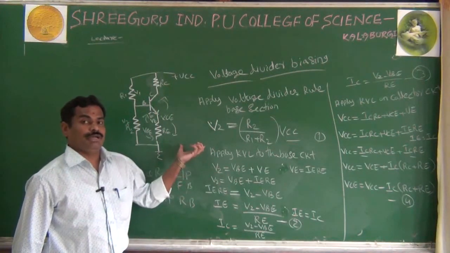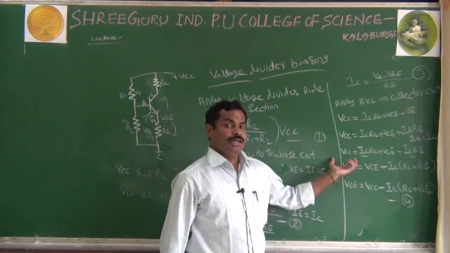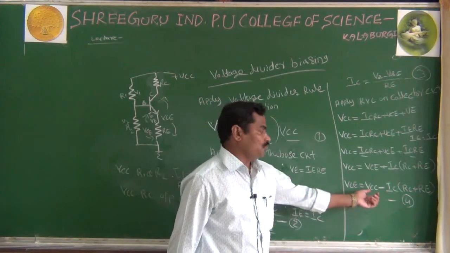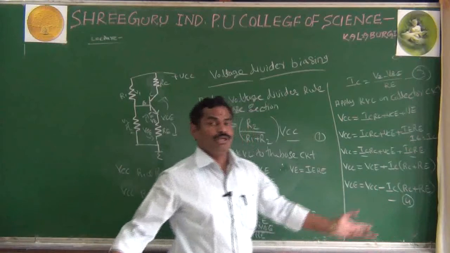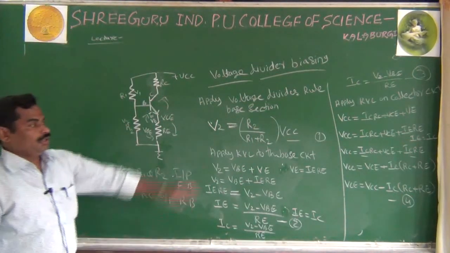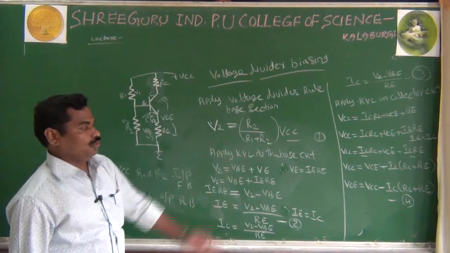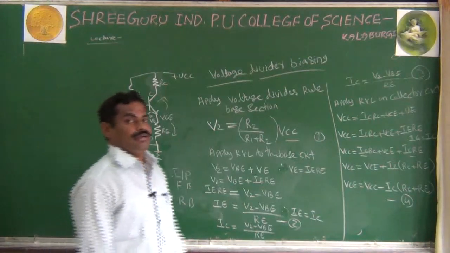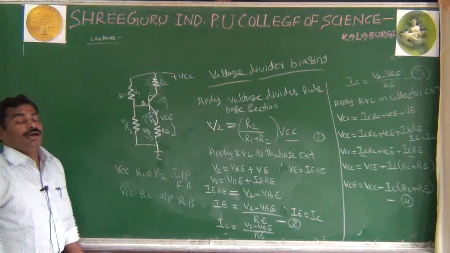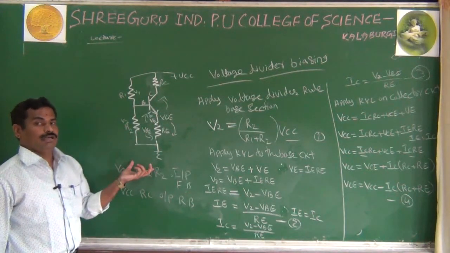Why do you prefer voltage divider biasing? Because we want stability in the Q point. The stability in the Q point is given by the equation, that is, the output voltage that contains VCC, IC, RC plus RE, but it does not contain your beta value. It means in the overall analysis of voltage divider biasing, the output voltage is independent of beta. It means your Q point is independent of beta, or Q point is stable. That's why we prefer the voltage divider biasing.